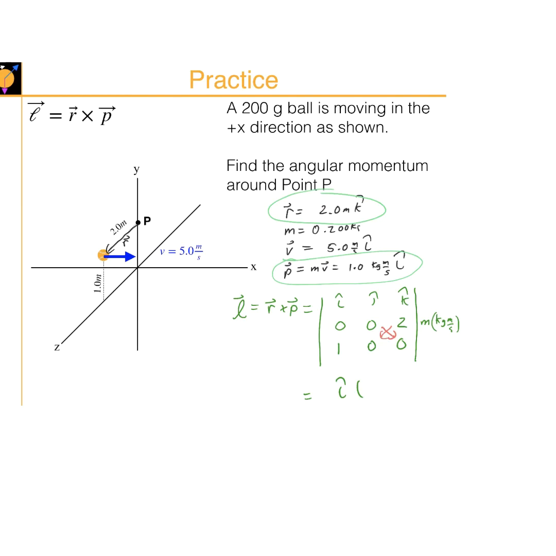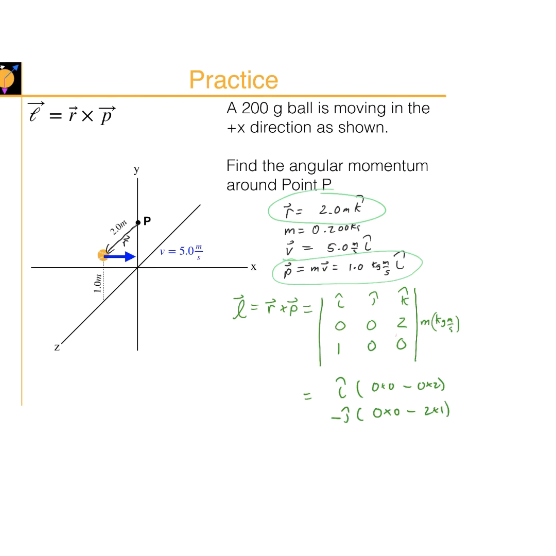So I end up with 0 times 0 minus 0 times 2, so that's going to be 0 for the i component. For the j component, you remember it's always minus j: 0 times 0 minus 2 times 1.